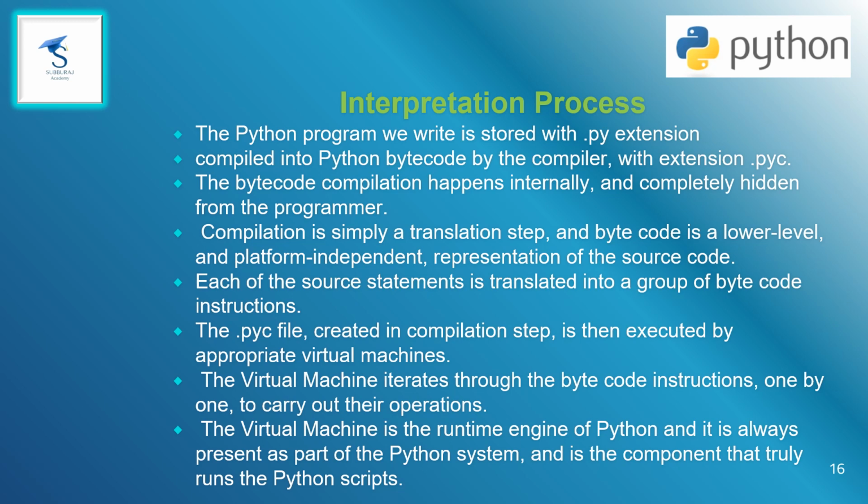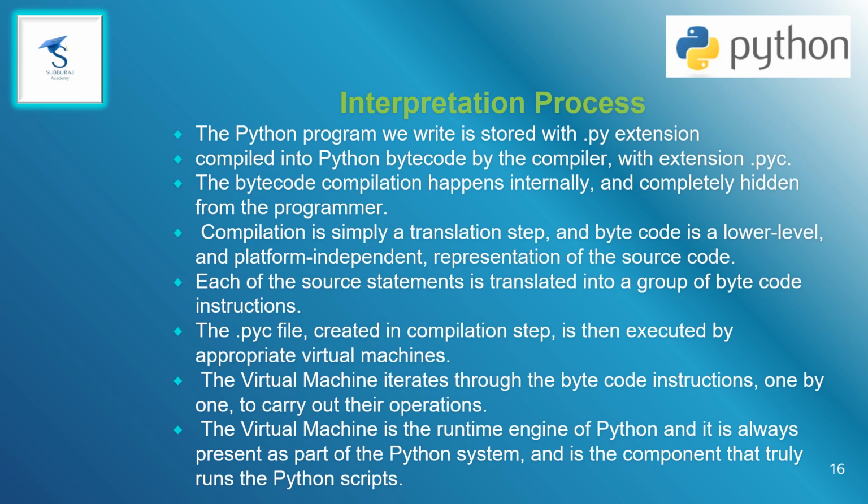The source file is converted into bytecode by the compiler, and you get a file with the extension .pyc, though you can't normally see it. .py means it is the source code, and .pyc means it's compiled bytecode. So the compilation takes place internally, completely hidden from the programmer. So you are more happy actually. Compilation is simply a translation step.